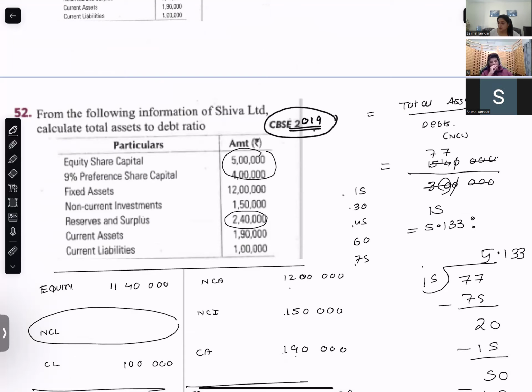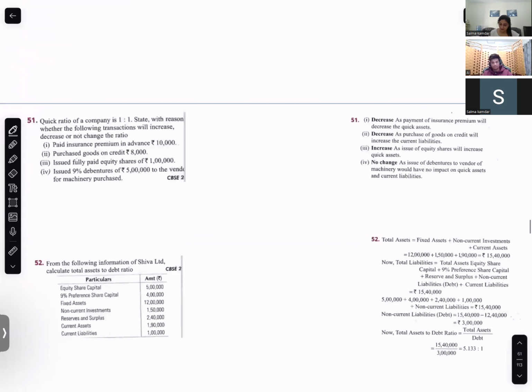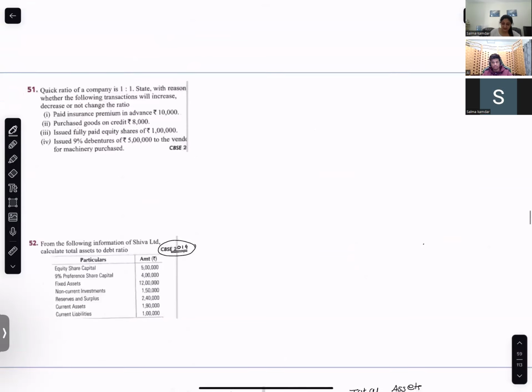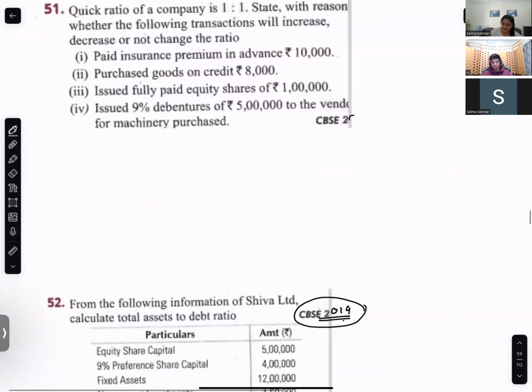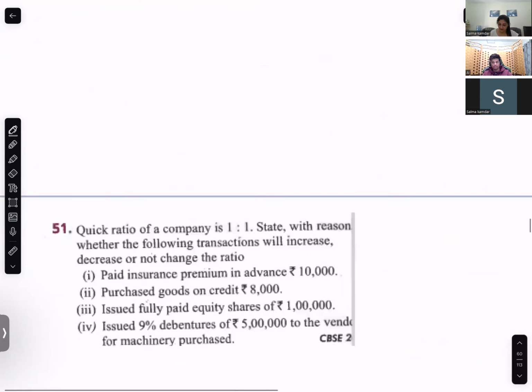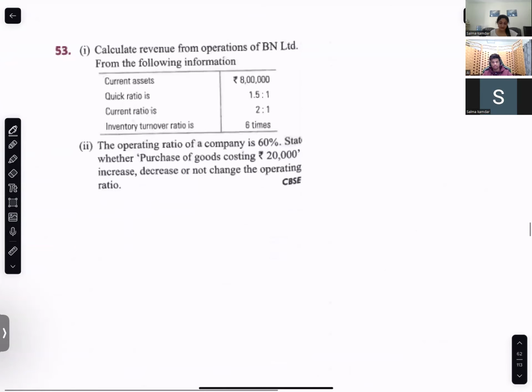Are you with me? Was it so hard? No. Come on. Now I want you to try the 51st one. This is also of 2019. Then I come back to you. Either you try the 51st one or if you want to do sums, first we'll finish the sums. Okay. Try the 53rd one.